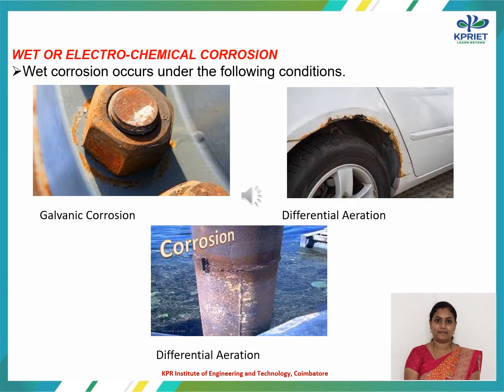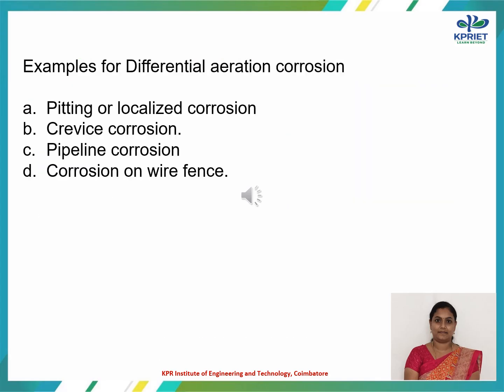Here are images of practical situations where the two different types of electrochemical corrosion, namely galvanic and differential aeration corrosion, occur. The examples of different types of differential aeration corrosion are pitting or localized corrosion, crevice corrosion, pipeline corrosion, and corrosion on wire fence.